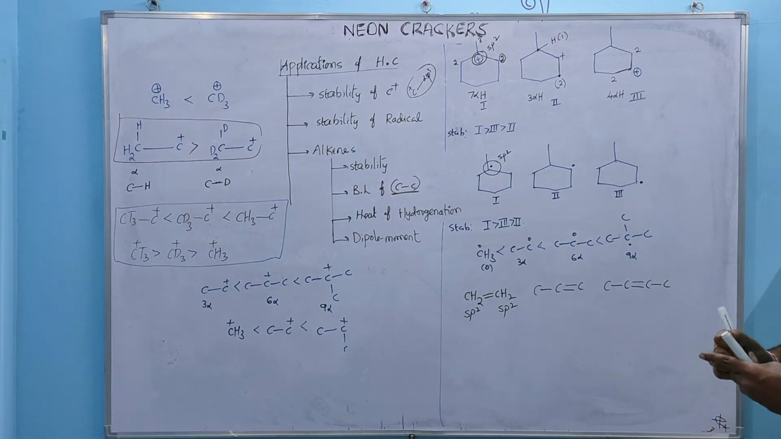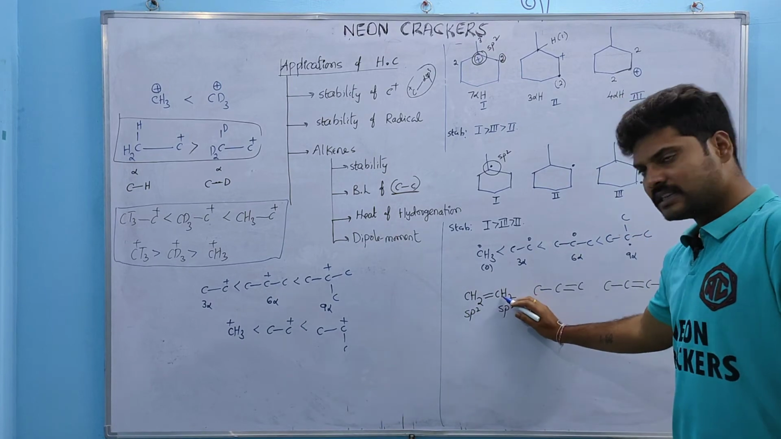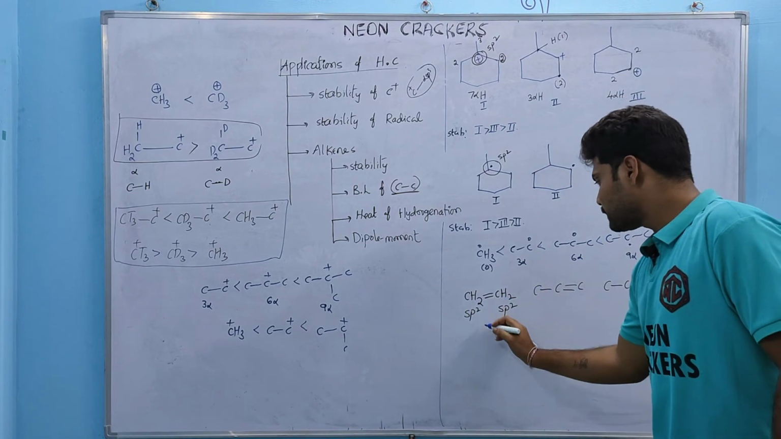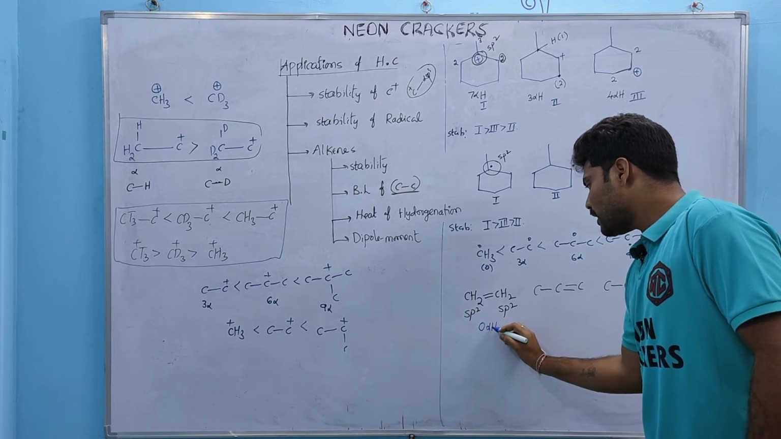Now, a simple thing here. This is the sp2 carbon and there is no alpha sp3. This is also sp2, but there is no alpha sp3. So overall there are 0 alpha hydrogens.